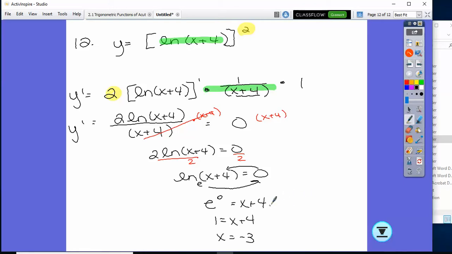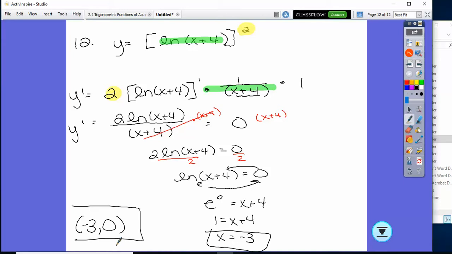I asked you for the point, so that's when my x is negative 3. If I wanted the full ordered pair, if you plug a negative 3 into the original, the natural log of 1 is 0. So the point on the original is also negative 3, 0. So that question, I was more just wanting you to practice the derivative of a log. That's more my emphasis there than the actual solving of that equation. But okay.